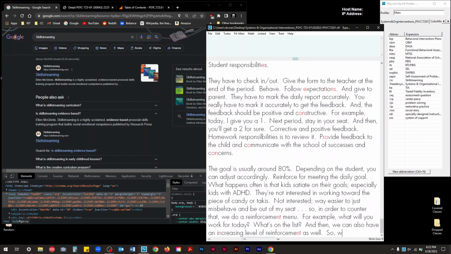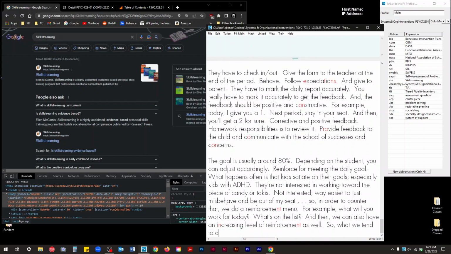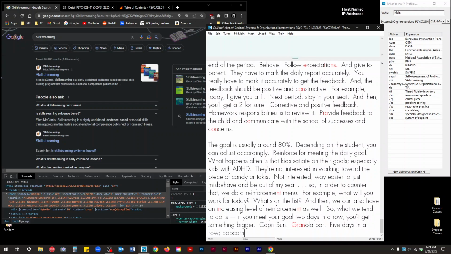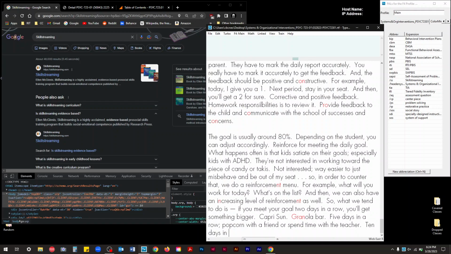What we tend to do is, if you meet your goal 2 days in a row, then you get something a little bit bigger. You can pick a Capri Sun or granola bar. If you get 3 days in a row, you can have some time with peers or passing gum, whatever. It really depends on what the team comes up with. If you have 5 days in a row, you could have popcorn with a friend, or spend some time with a teacher. 10 days in a row, I used to do 10 days in a row, and I would go buy McDonald's. Like, you get a Happy Meal, right? And so I would run out and grab McDonald's if the student got 10 days in a row meeting the goal.